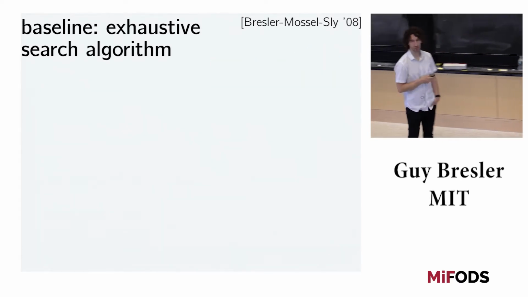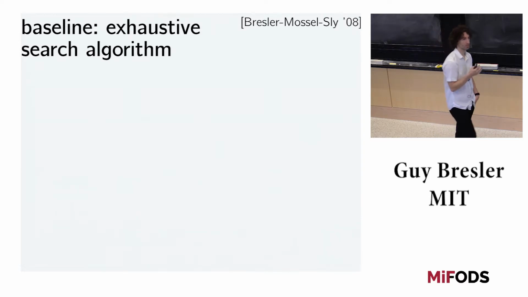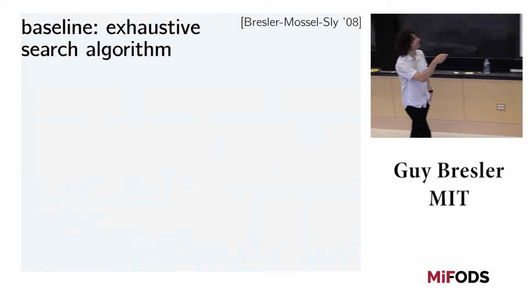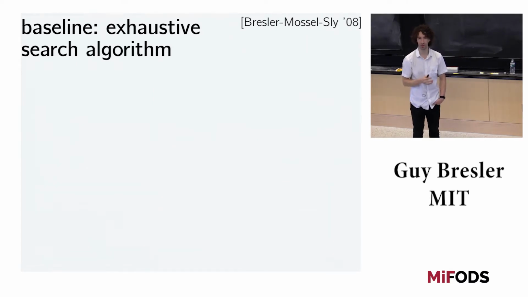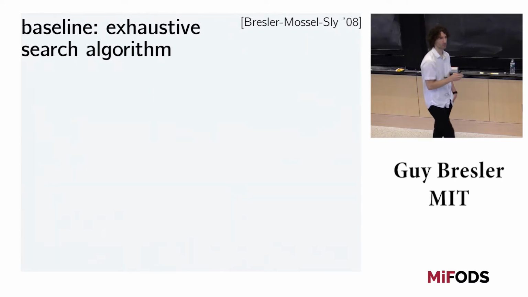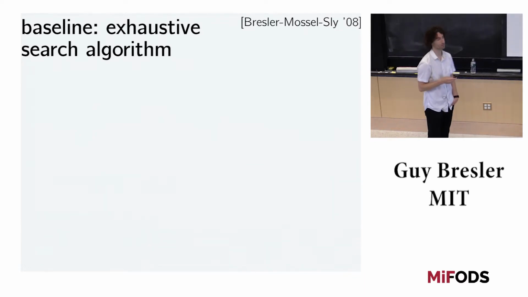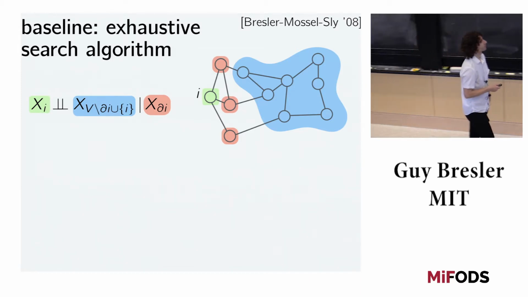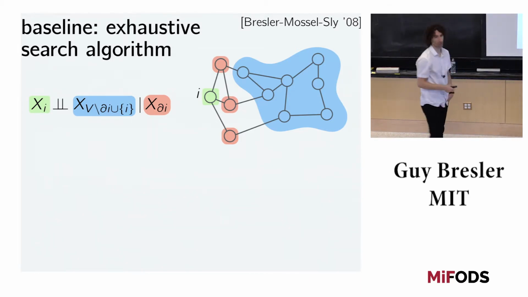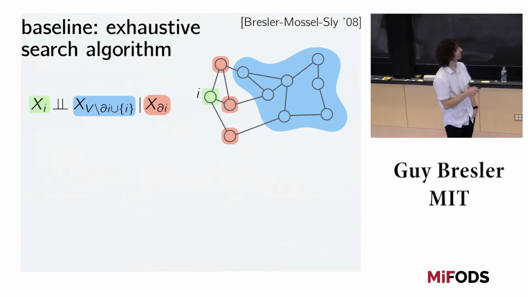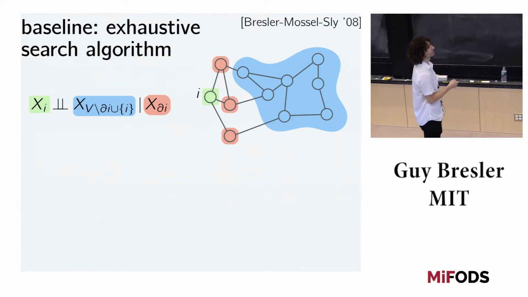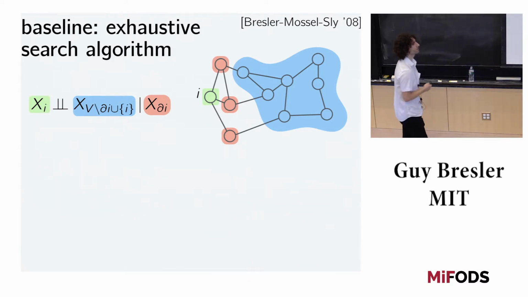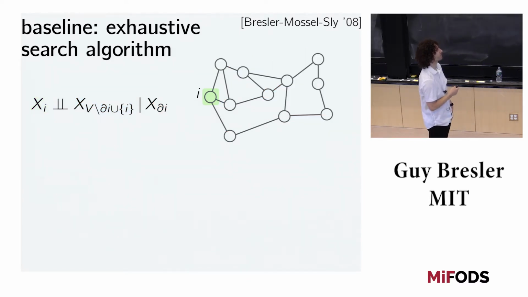The algorithm is very simple, and it'll set us a baseline for how to think about this problem. I will say that this algorithm works for general Markov random fields, not just for Ising models, and that will be important in a couple of minutes. Okay, so what's this algorithm? We're again just going to check every node and try to find its neighborhood. The basic idea is to use the Markov property that's implied by the graph structure.